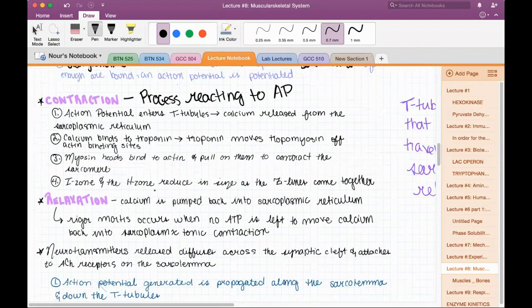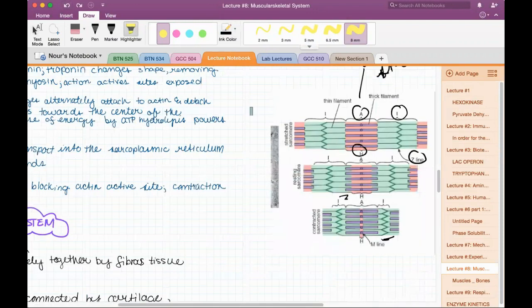Okay, the I zone and the H zone reduce in size as the Z line comes together. That's essentially it. I'll just highlight it. That's a crappy highlighter.